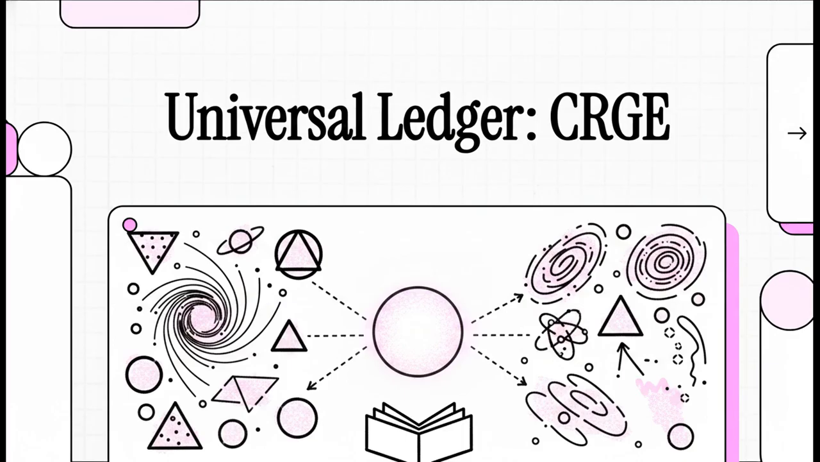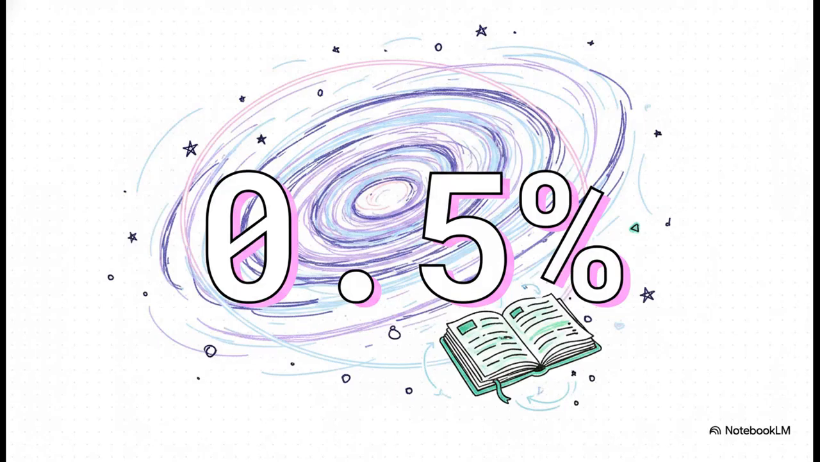We're going to unpack the CRGE framework. It is this absolutely awe-inspiring study that looks at how the fundamental structures of our entire universe actually connect under a single universal ledger rule. We're going to map out this incredibly complex physics concept step by step, making it super structural and easy to follow. Okay, let's dive into this.